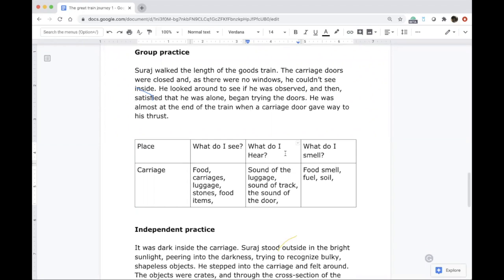Sir, can I, sir? Yes, Karthik. I hear sound of the luggages. Complete the sentence. There is something else. Complete the sentence.